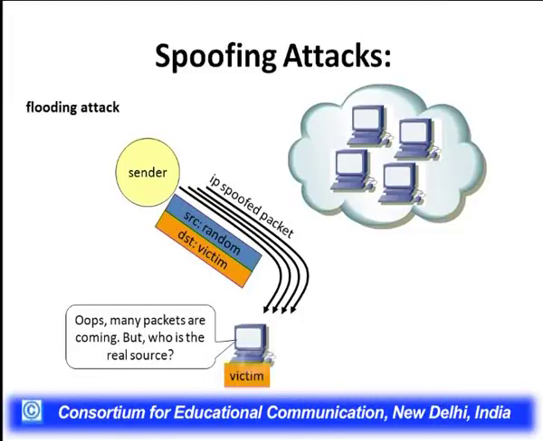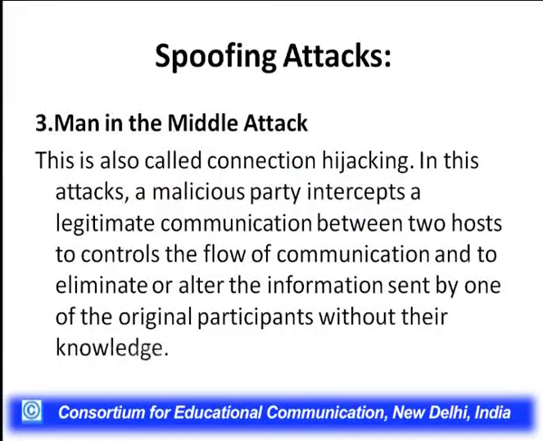In this diagram you can see that the sender computer is actually sending randomly spoofed packets which have random source addresses, so that the victim is not able to find out the real source. Basically, the victim is being flooded by a large number of spoofed packets which it is not able to detect. The third type of spoofing attack is the man in the middle attack.